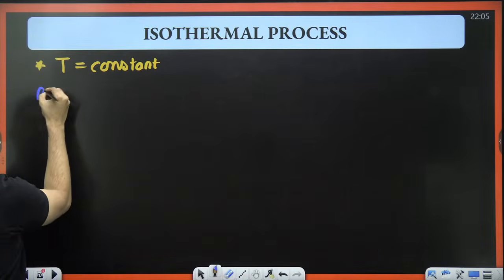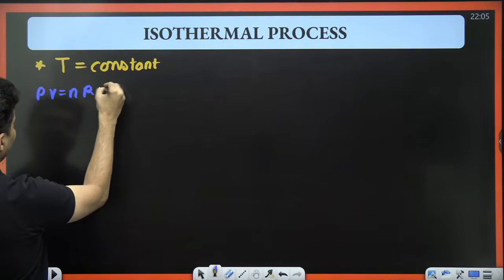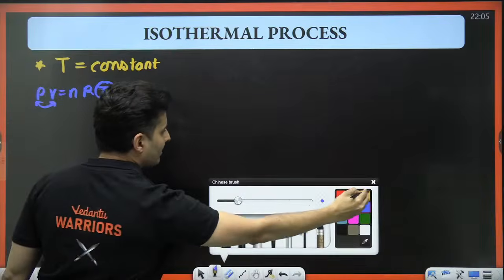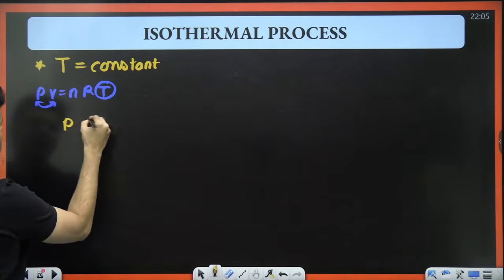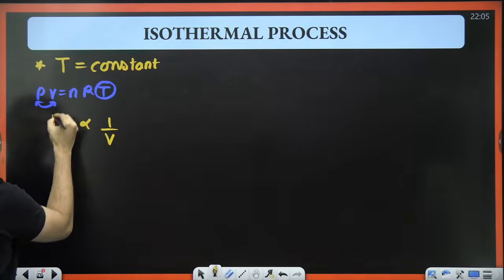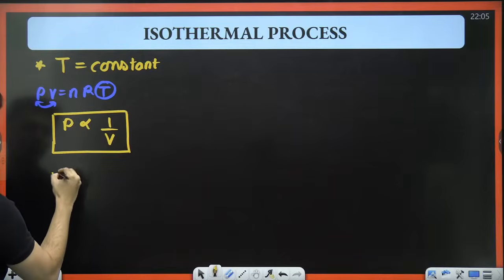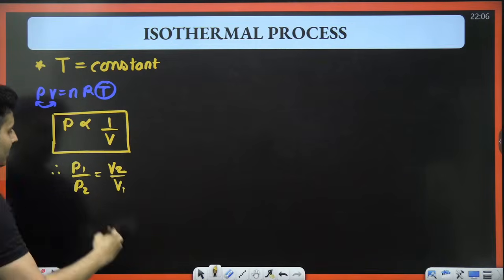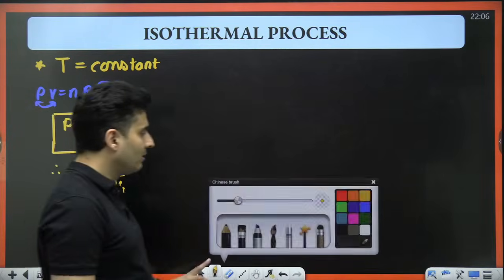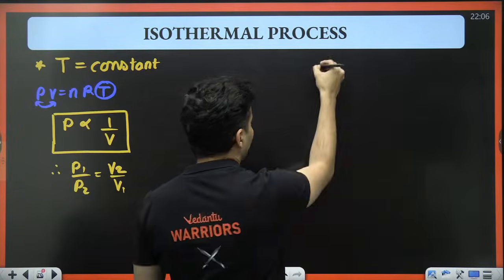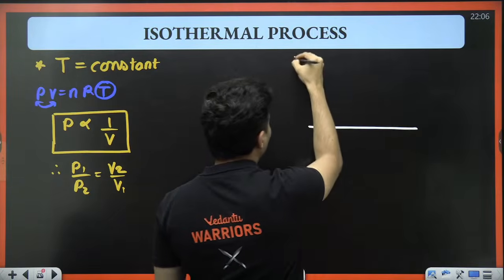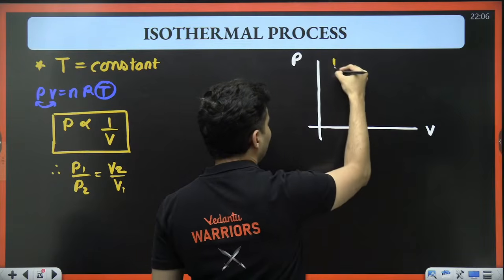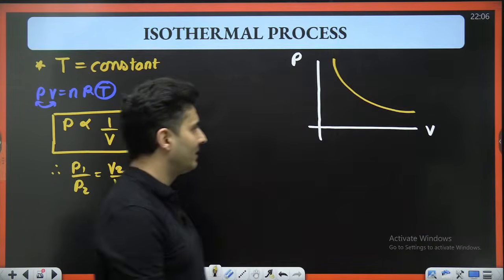And because we again know PV is equal to nRT, you can see the pressure and volume product is constant, or I can say pressure is inversely proportional to volume. Therefore, P1 by P2 will be V2 by V1, inversely related. Here, if you draw the graph of pressure versus volume, that is more than enough. You will see the graph, because it is inversely related, it will be like this.